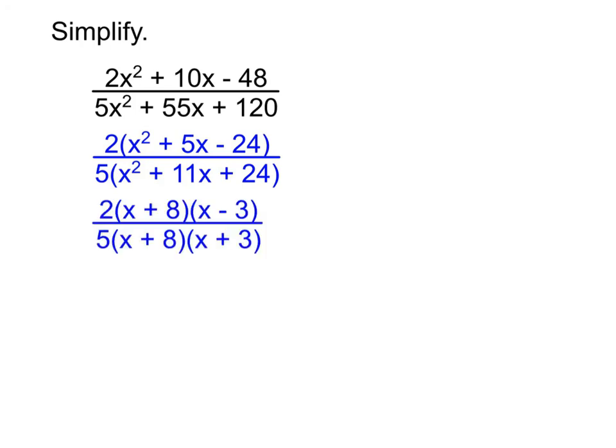And once I have both the top and bottom as fully factored as they can go, and that's where I am right now, then we just look to see, is there anything that is in both the top and the bottom that I can cancel out? In this case, yes, I have the x plus 8s in both top and bottom, and so they'll cancel out. What about the 3's? No, because it's x minus 3 and x plus 3, they do not cancel out.